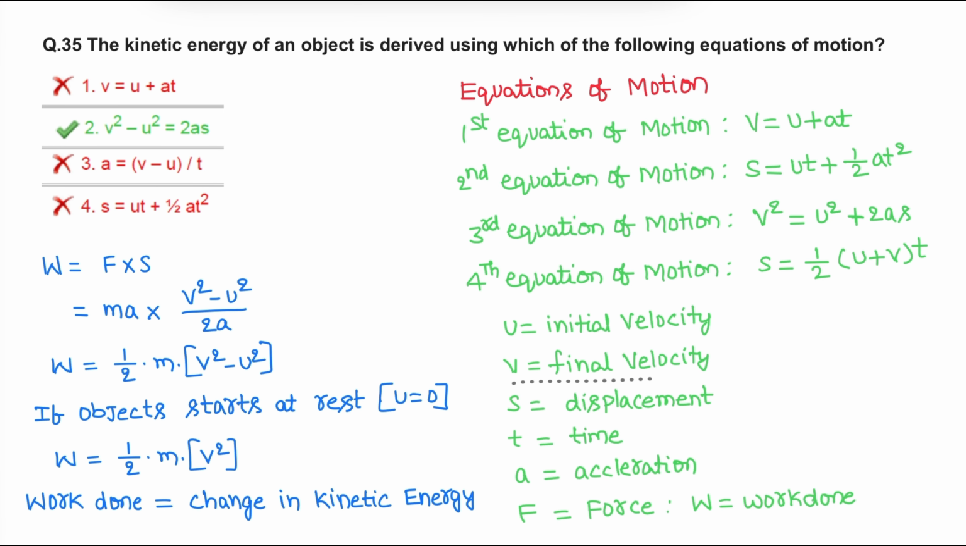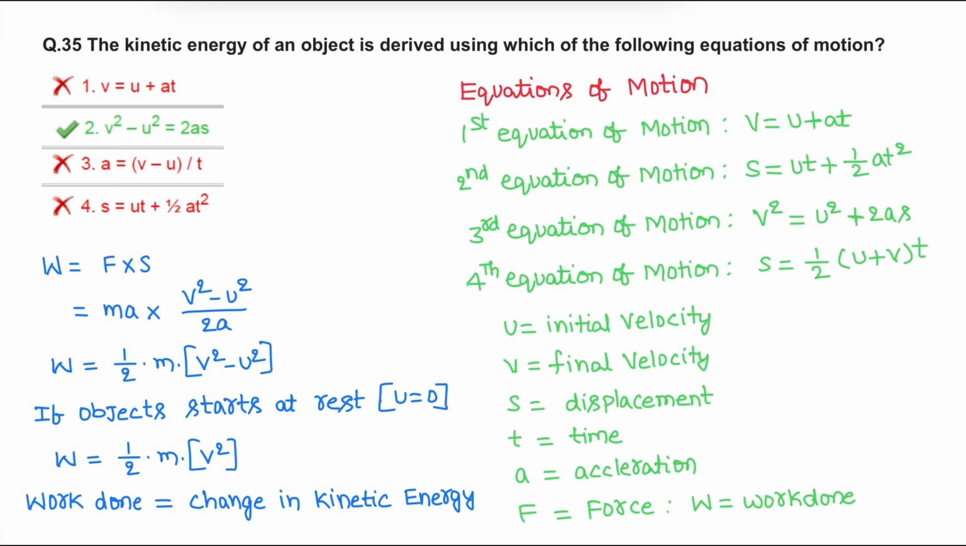where U is the initial velocity, V is final velocity, S is displacement, T is time, A is acceleration, F is force, and W is work done. So using W is equal to force into displacement, whereas force is mass into acceleration, and displacement can be written as V square minus U square by 2A. So therefore work W is equal to half into mass into V square minus U square. If the object starts at rest, initial velocity U is 0, therefore work is equal to half mv square. Work done is change in kinetic energy.